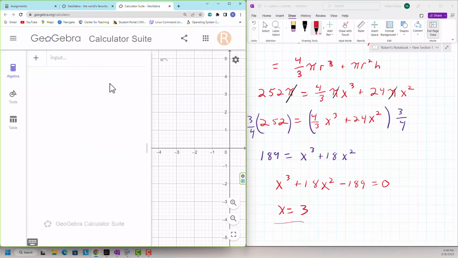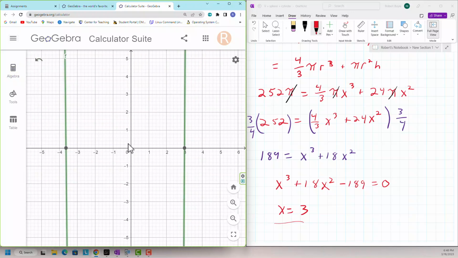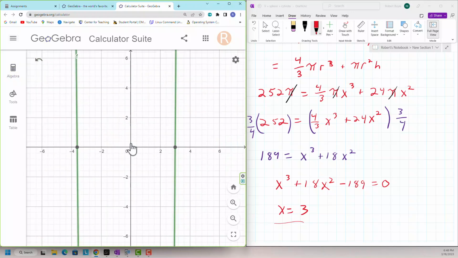And that is to use GeoGebra. So here we go. I can type in f of x is equal to x cubed plus 18x squared minus 189. Okay, and here's my function. Kind of looks exactly the way it looks in the calculator.